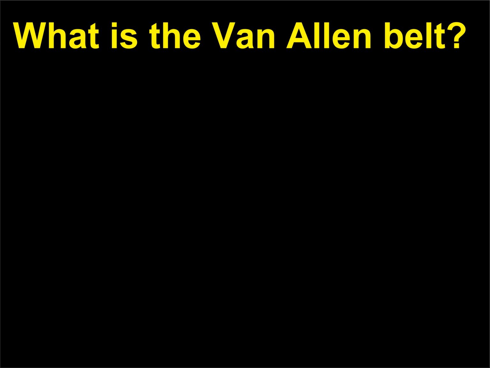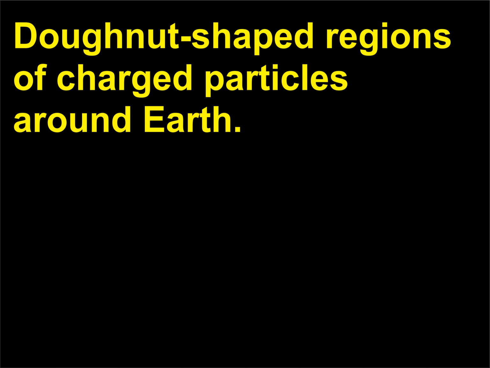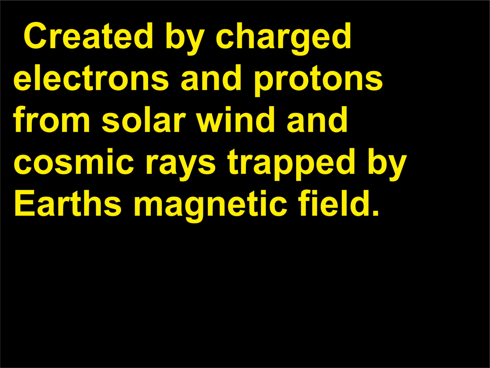What is the Van Allen belt? Donut-shaped regions of charged particles around Earth, created by charged electrons and protons from solar wind and cosmic rays trapped by Earth's magnetic field.